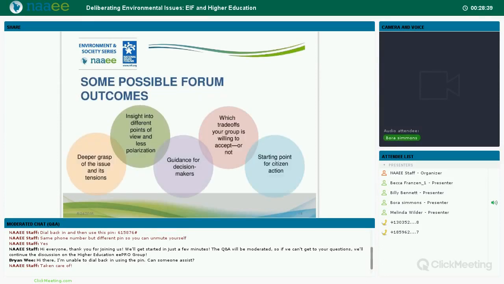Some of the possible outcomes of a forum are everything from basic good awareness building, that people have a deeper grasp of the issue and the tensions, that they really start to understand what some of those trade-offs are and what that's going to mean and what others feel are important. That sort of notion of understanding differing points of view, and trying to avoid that polarization, that good, bad, pro, con, left, right type of framing of issues. At times, there is an opportunity for these forums to help guide decision makers.